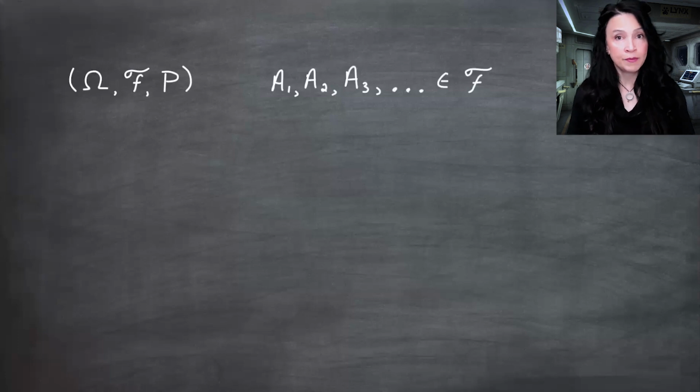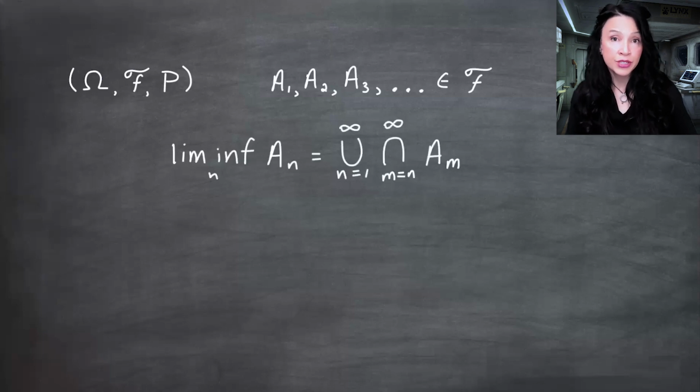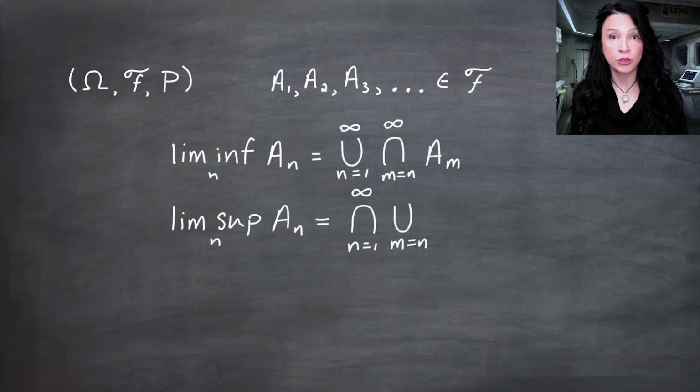We defined last time the limit infimum, or lim-inf, of this sequence to be the union as n goes from 1 to infinity of the intersection as m goes from n to infinity of the Am. So we're unioning these tail intersections. And we get another set in F, so it does make sense to talk about the probability measure of this lim-inf set. We also defined the limit supremum, or lim sup, to be the intersection as n goes from 1 to infinity of the union as m goes from n to infinity of the Am.